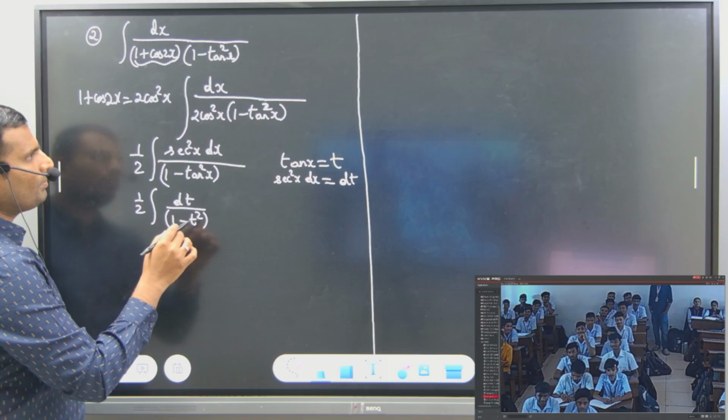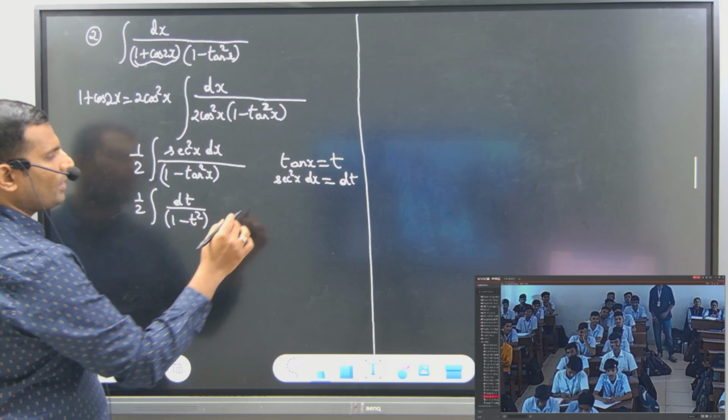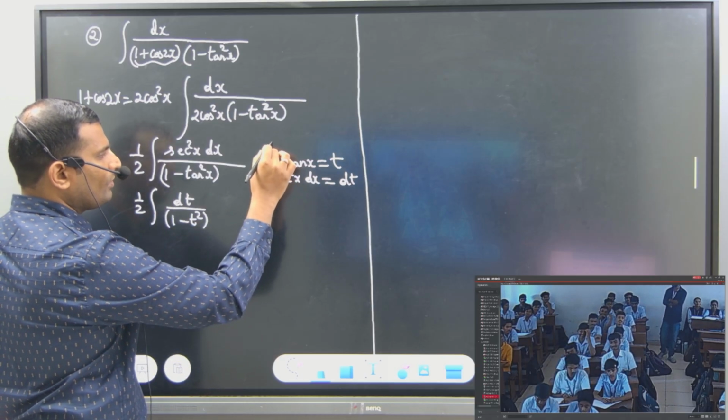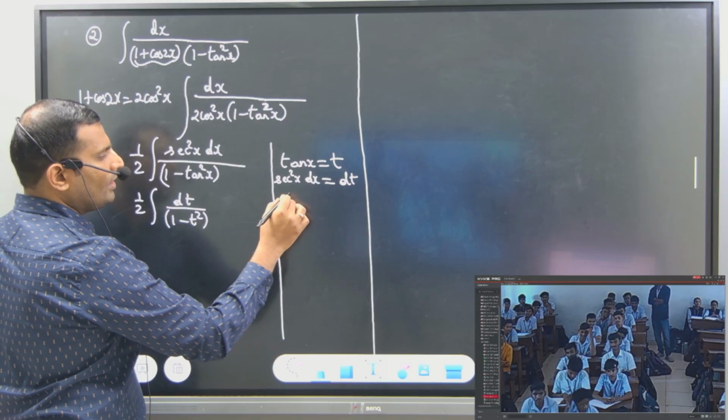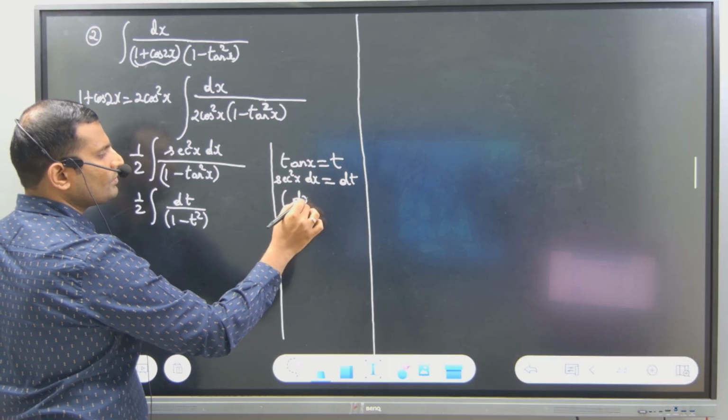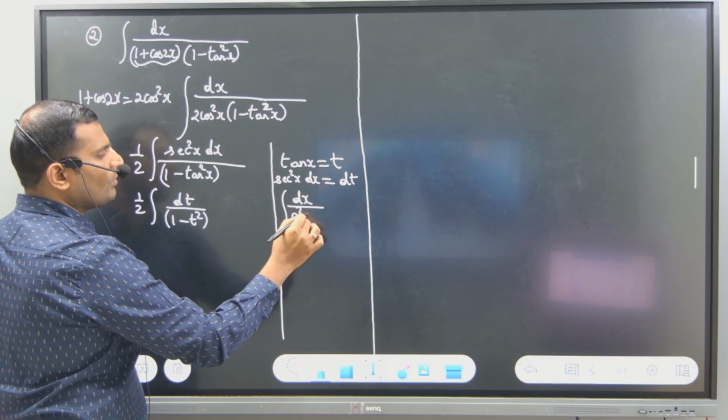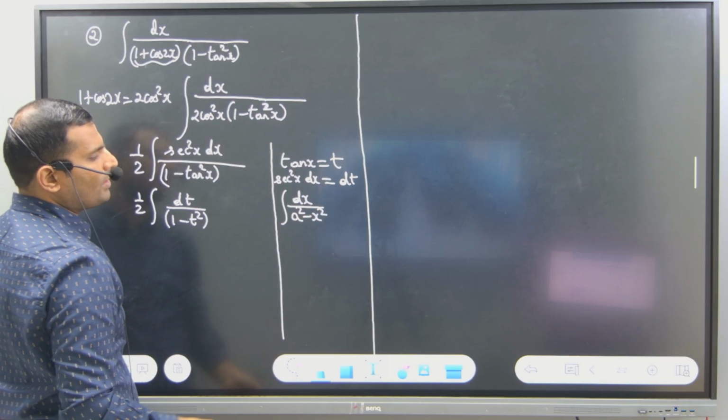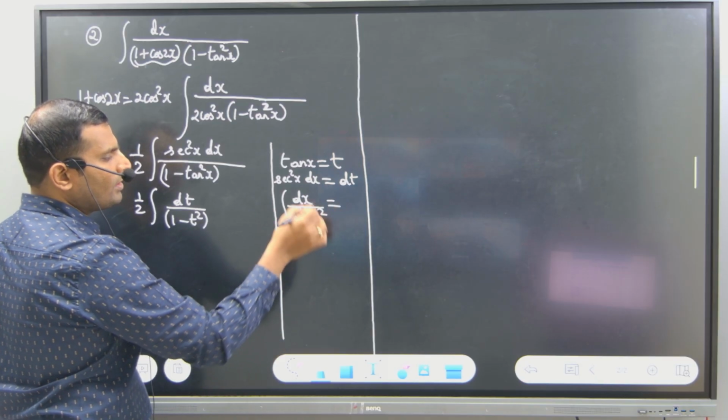And I hope in exercise 7.4 you have learned a formula, integral 1 by a square minus x square. Anyone remembers what is the formula for this?